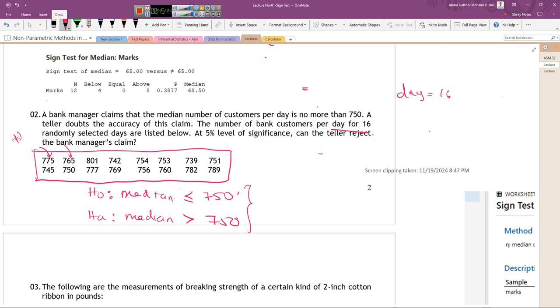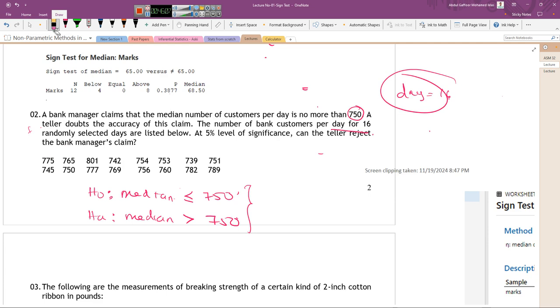These are the number of customers coming to the bank daily, right? So we have taken the data for 16 days. At a 5% level of significance, can the teller reject the claim? Okay, so this is what we have to do. Here you can see the specified value is 750, so we will assign the positive and negative signs by comparing each and every data point with 750.